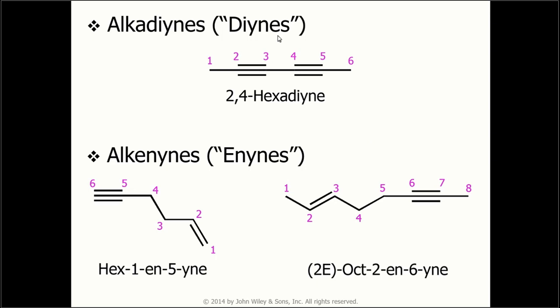We also have diynes, so we can have an yne conjugated to an yne. And then we can have enynes, where there's both an ene and an yne in the molecule. And these systems are not conjugated. These are what we call isolated double bonds. Or we would say this double bond is isolated from this triple bond.